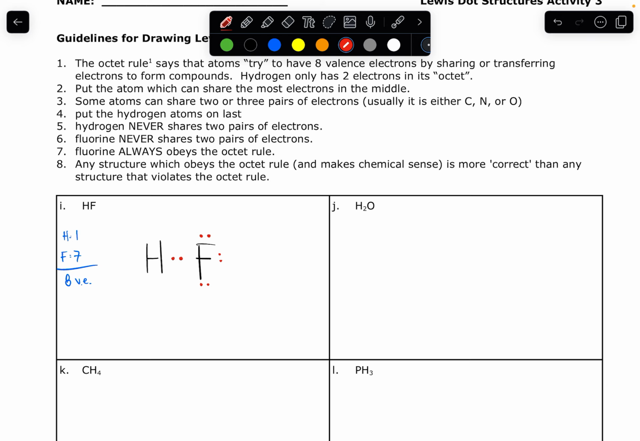That takes care of steps 3 and 4 on the steps to drawing Lewis structures. Step 5 does not apply. So moving on to step 6, we're just going to connect the dots of the electrons that form a bond. We're going to connect them into a line, and this line signifies that hydrogen is bonded to fluorine.